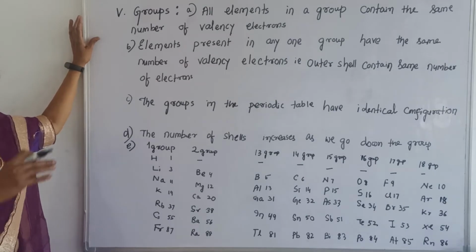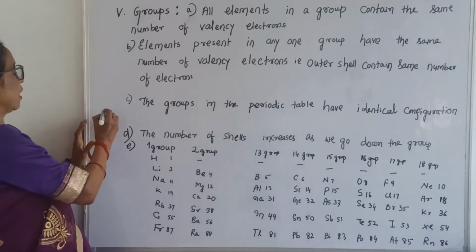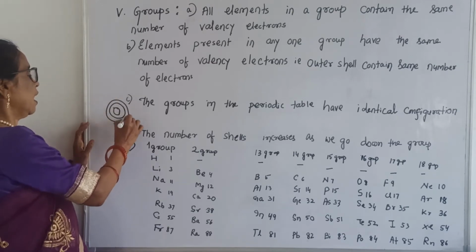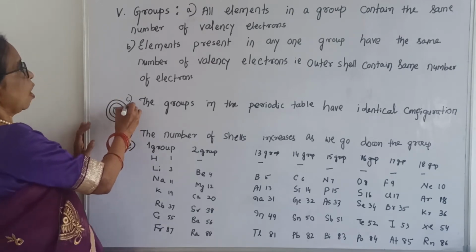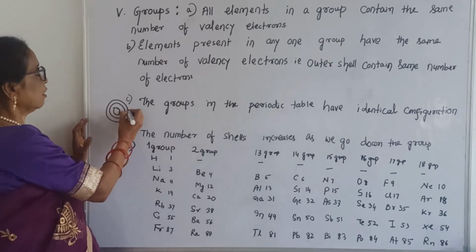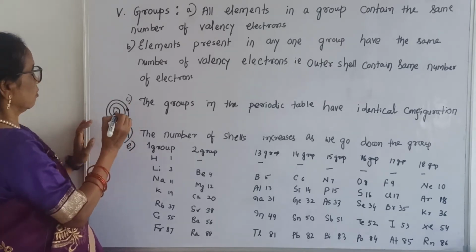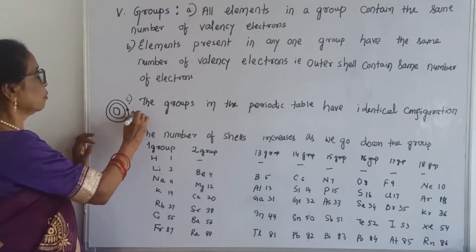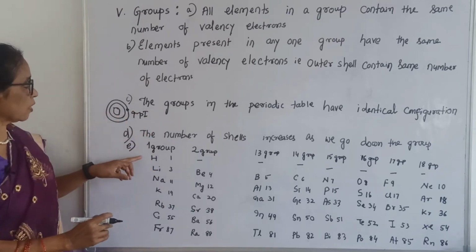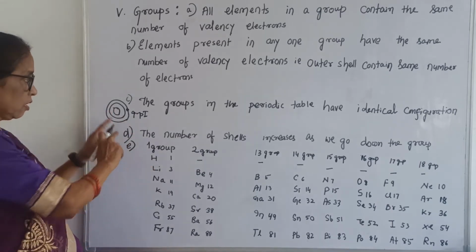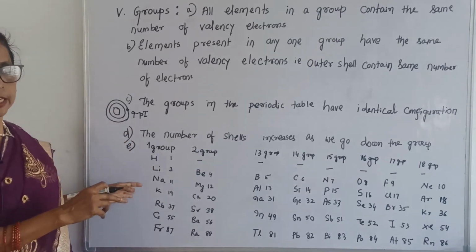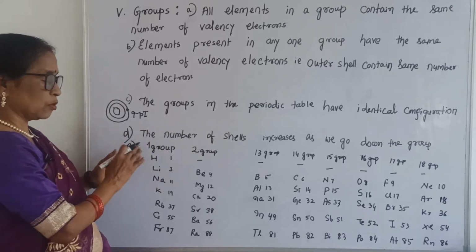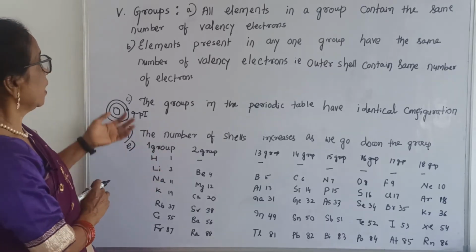What is valence electron? It is the outer shell. Suppose this is the nucleus, this is the shell, and here the outer shell contains, let us say group 1 contains 1 electron. You see this group 1, hydrogen, group 1, and group 1 always contains 1 electron in the outermost shell. We will see in configuration how the outer shell contains the same number of electrons.